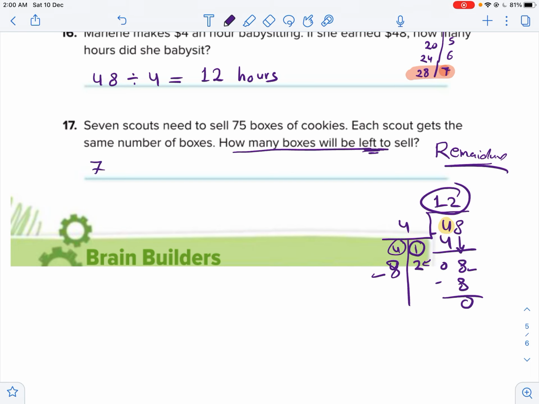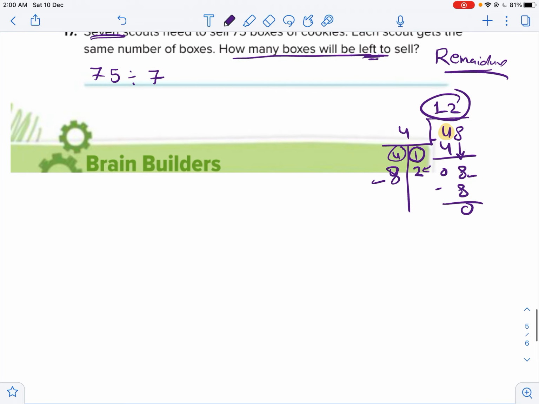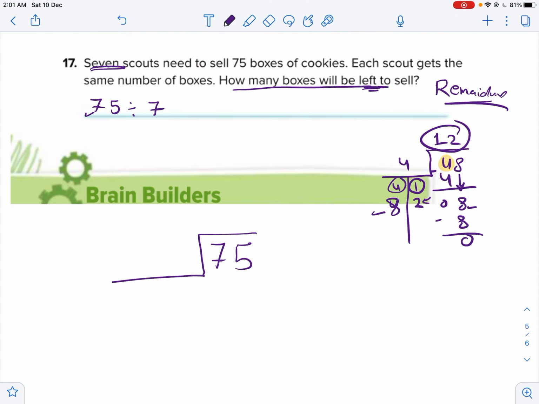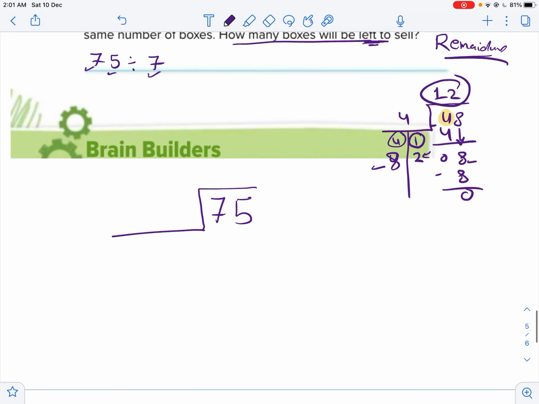So let's say 75 divided by 7 scouts. Let's do that. This problem is one of the problems that we can do just from looking, because the tens digit is equal to the divisor. So directly you're going to say the answer is 10. The answer to the division problem is 10, and the remainder is what we have left here, which is the 5. And let's divide to make sure that our answer is correct.